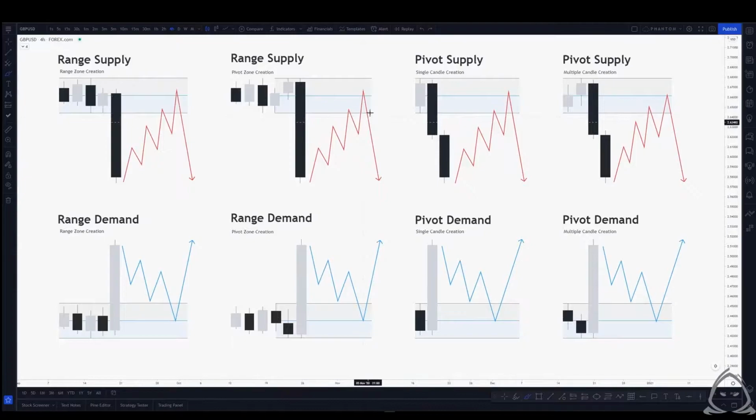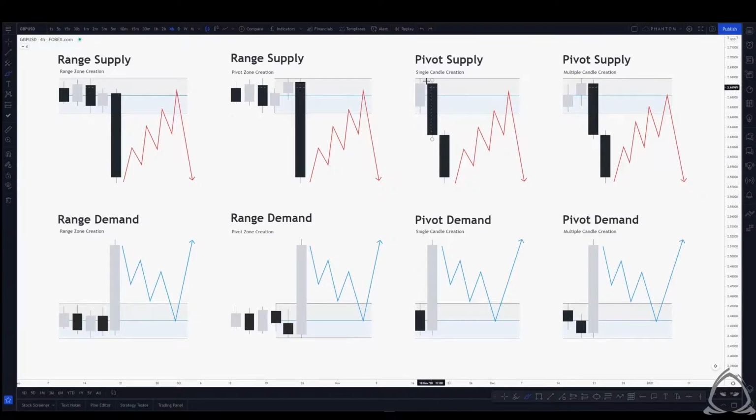And basically, we'll start with pivots first. So again, what is a pivot? A pivot for a supply zone creation would be a sharp move to the upside before a rapid expansion to the downside, or a sharp move to the downside before a rapid expansion to the upside. If we're going to be marking out our pivot supply zone, we would be using the pivot candle that created that sharp move to the upside and then followed that expansion to the downside. Or on the demand side of things, we would be marking out the sharp move to the downside before that rapid move to the upside.